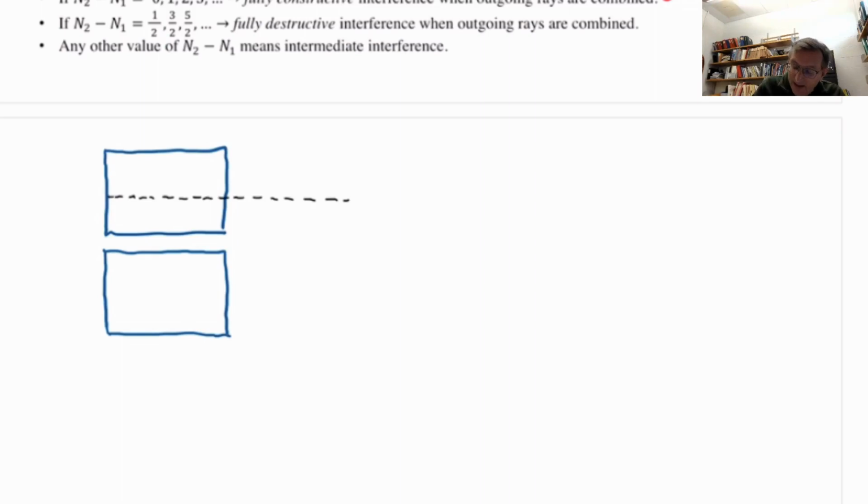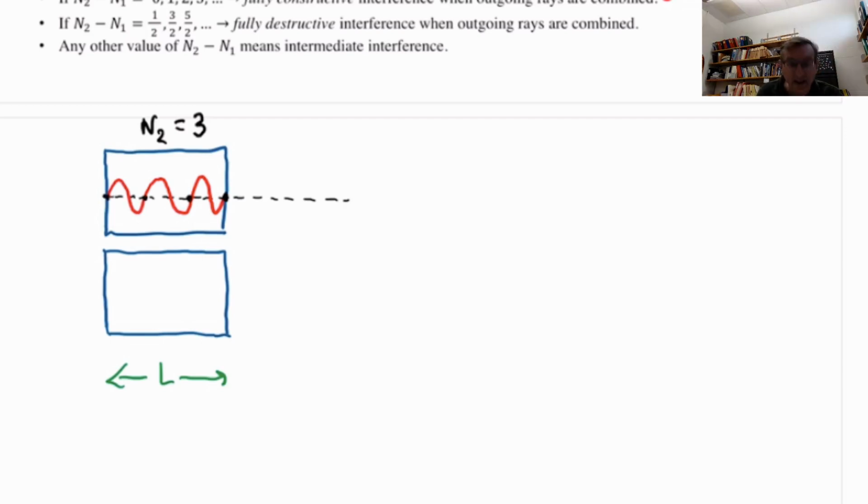And let's say that in the upper block, the wavelength is pretty short, and that we can fit exactly, if I can get it to work, 3 wavelengths in this length L. So let me try. All right, starting there. There's 1 wavelength, 2 wavelengths, 3 wavelengths. And let's use the symbol capital N to represent how many wavelengths fit in that distance L. So capital N2 is 3. I can fit 3 wavelengths in block 2.